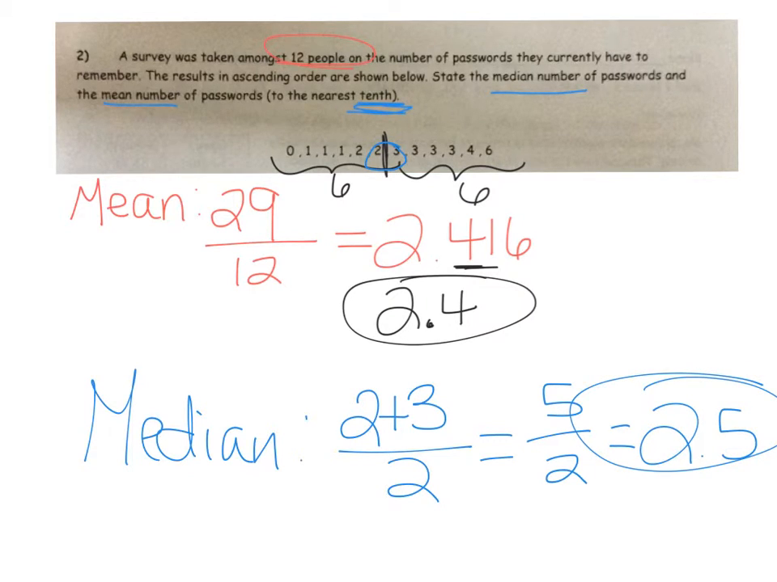Now if you notice, these two values, the mean and the median, are close together here, and that's because we don't really have an outlier in this data set. So when you don't have an outlier, those numbers should be fairly close to each other.